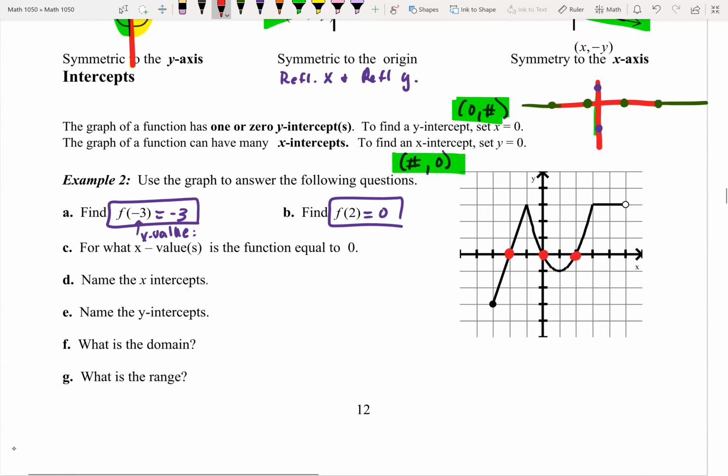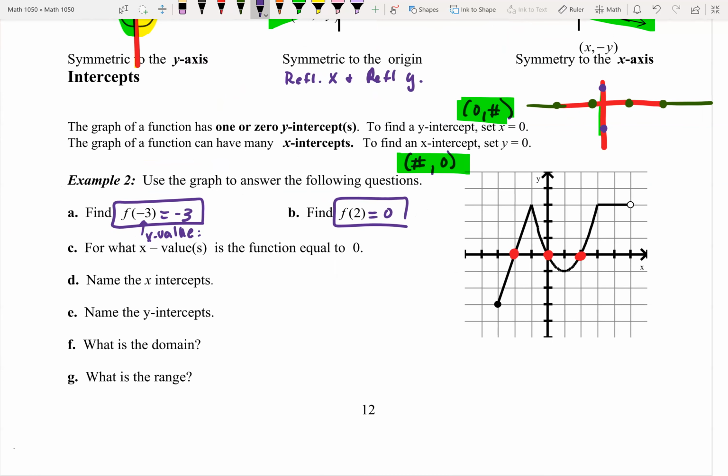Now read the question. You guys, you have to be so careful in here on how you write the answer, and you have to read the question. For what x values? So everybody write x equals, and then you list those x values, which are -2, 0, and 2. You would not write those as ordered pairs because they asked you for what x values.